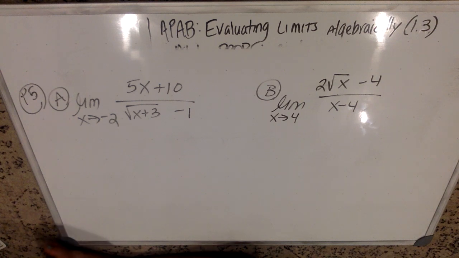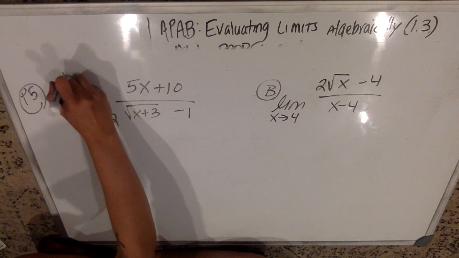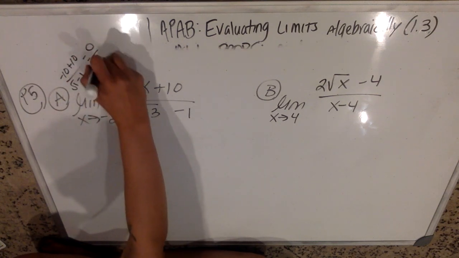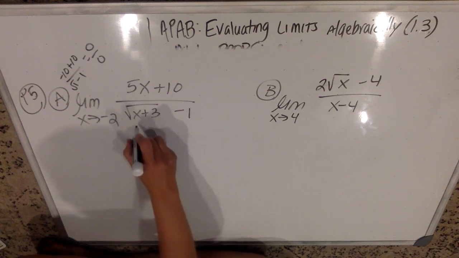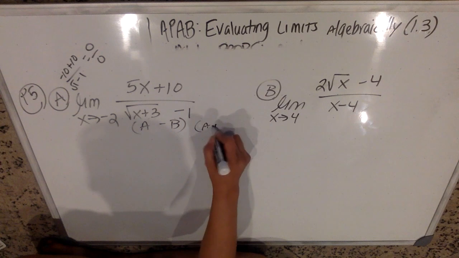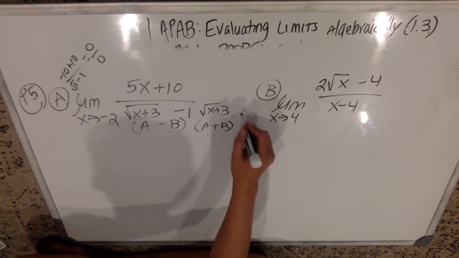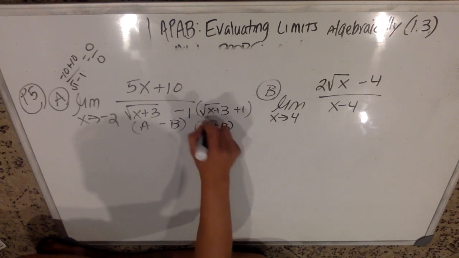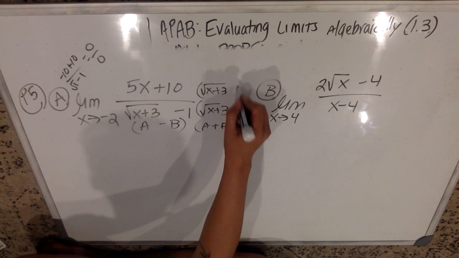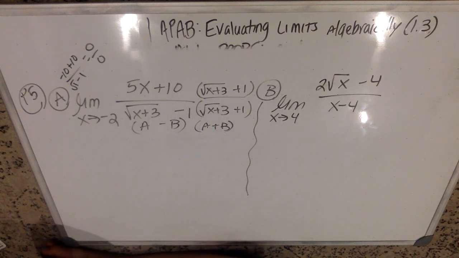All right, so I assure you that when you plug in, you do get a 0 over 0, but you should check anyway. I get negative 10 plus 10 on top of a root 1 minus 1, which is definitely 0 over 0. So I'm going to rationalize by creating a difference of squares on this root floor. So I'm going to times by a plus b, which would be root x plus 3 plus a 1, and root x plus 3 plus a 1.